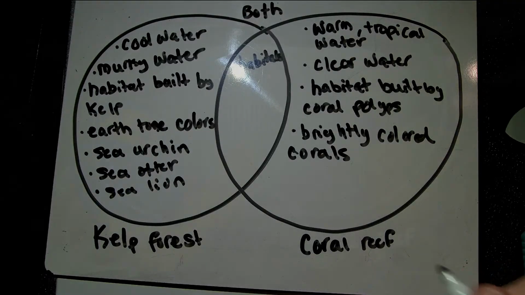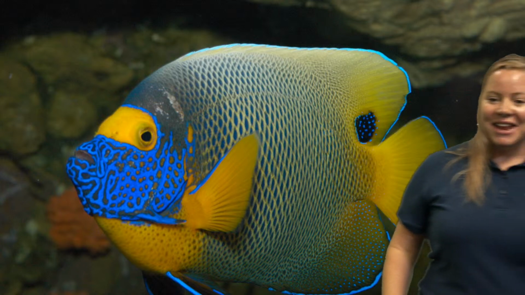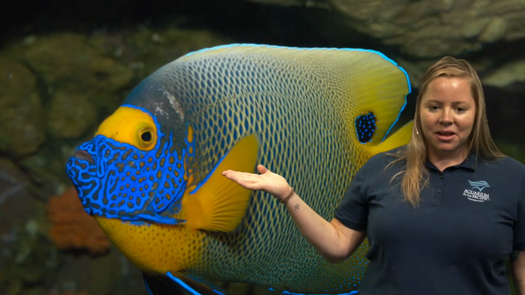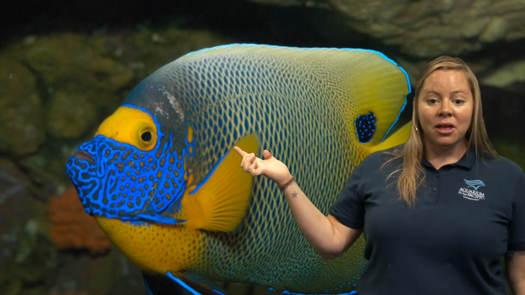Brightly colored fish, right? So let's look at, yeah. Now this is an angelfish. Now this is a really cool fish right here. And some of the things that you can observe on this fish are, look at that fish. Look at their fin right here. They have a blue line almost outlining their yellow fin.